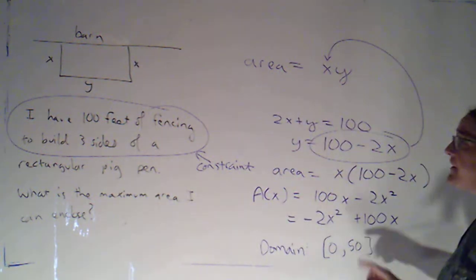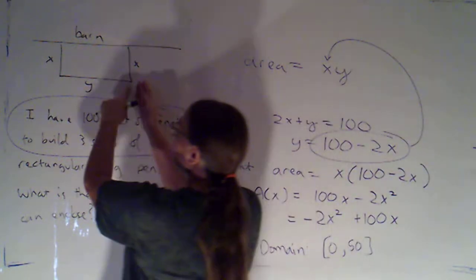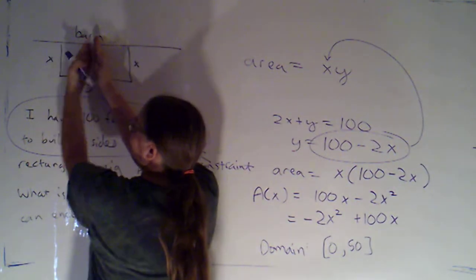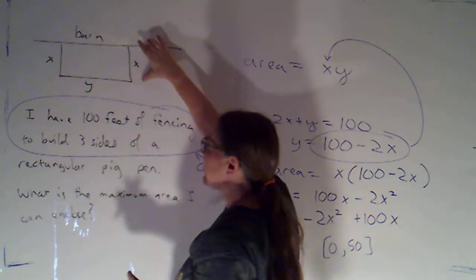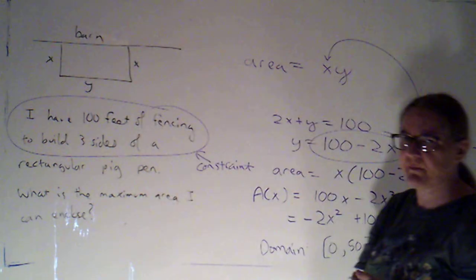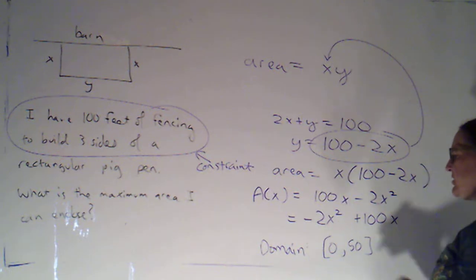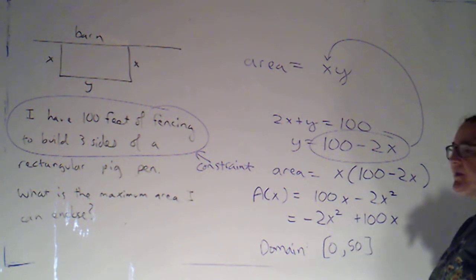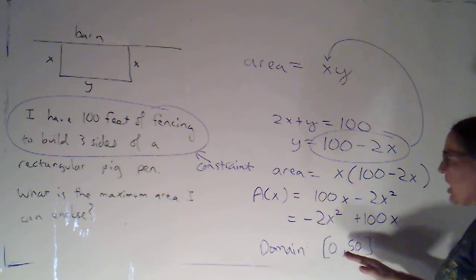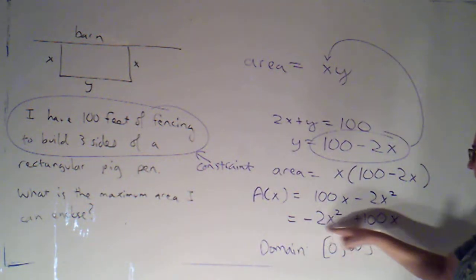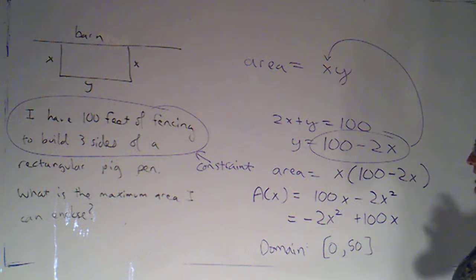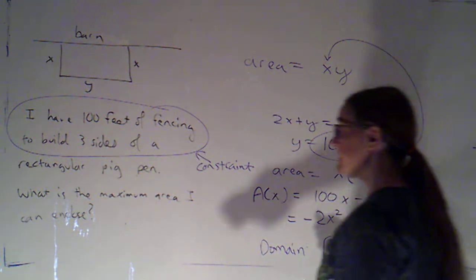Okay, 50 would be if I put these sides super close together, so I made y 0, but I still have to build 2 x's. So if I used all 100 feet up with both of those sides, each of them would be length 50. So that's the part of this that I care about. And this is going to be a parabola that opens down.